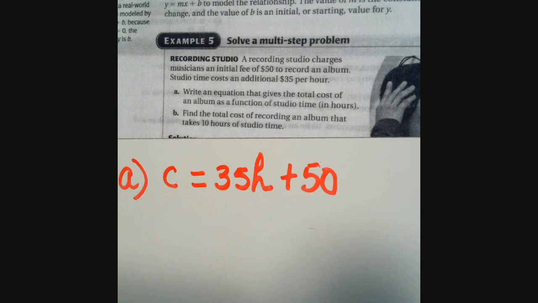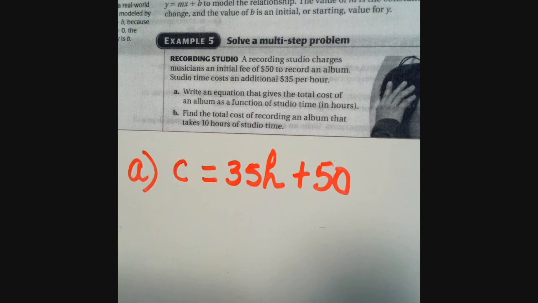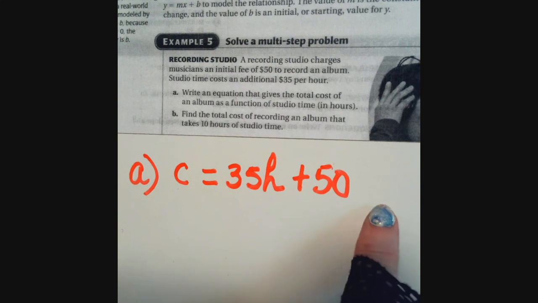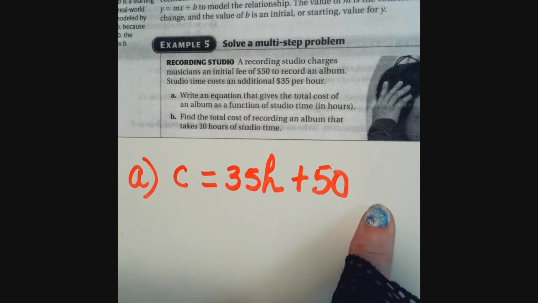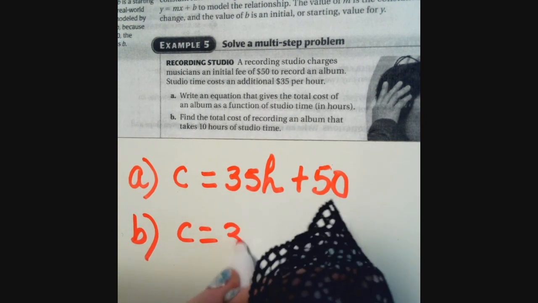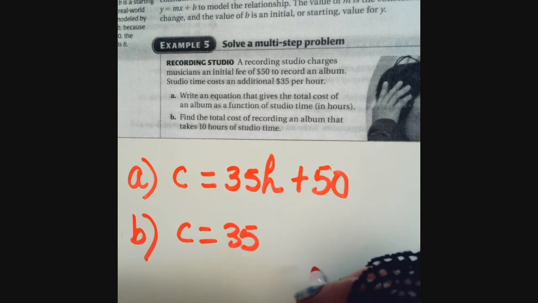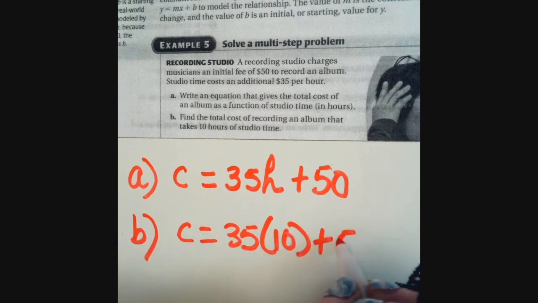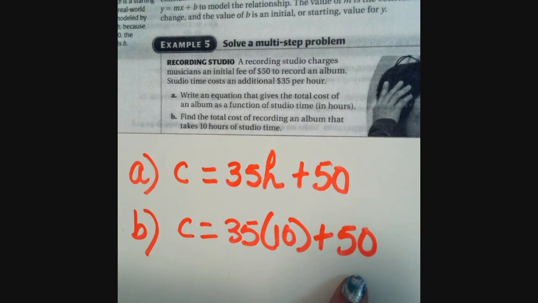Okay, the B part. Find the total cost of recording an album that takes 10 hours of studio time. Well, here I have the function, so I just plug in. They want you to find the total cost, so that means we're looking for C when you record for 10 hours. So where H is, you put 10, plus the 50. So remember, when you enter into the recording studio, you always have to pay a $50 fee before you do anything. So that's always included.